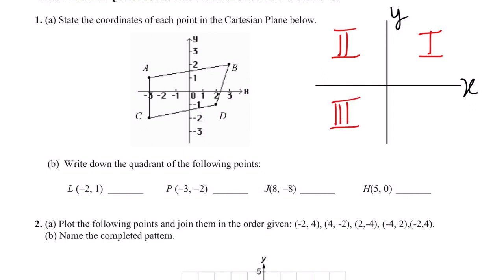Quadrant 3 is located below quadrant 2. It contains all the points in space having both negative x and y coordinates. The fourth quadrant is to the right of the third quadrant and right below the first quadrant. It contains all the points in space having positive x coordinates but negative y coordinates. So, can you identify the quadrant where points L, P, J, and H belong to?